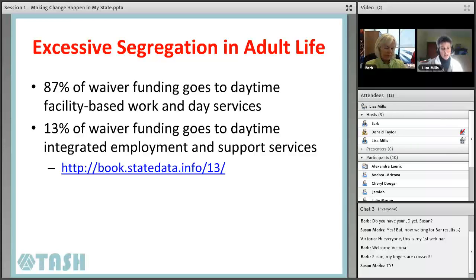Even though we have the ADA and the new HCBS settings regulations and a lot of things federally that should be affecting this, states have not come up with serious plans to make these kinds of shifts.